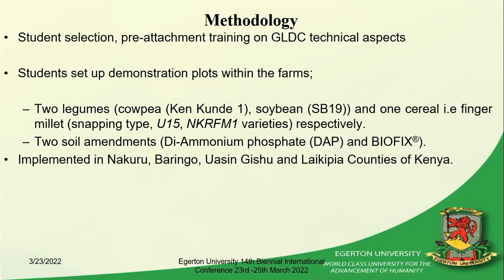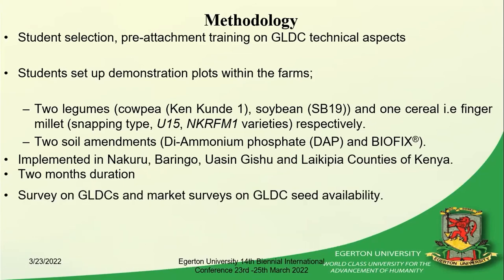This was done in four counties, that is Nakuru, Baringo, Uasin Gishu, and Laikipia counties, for the 2 months duration of the attachment. Then we used these students to do a survey on the GLDCs and also a market survey on the availability of these seeds. At the end of the attachment, we also had a post-attachment evaluation with the farmers who were hosts for the students.